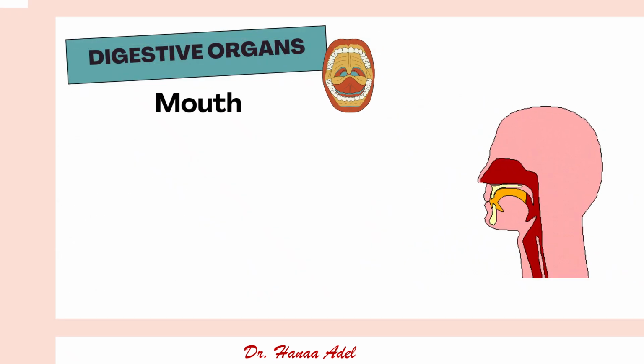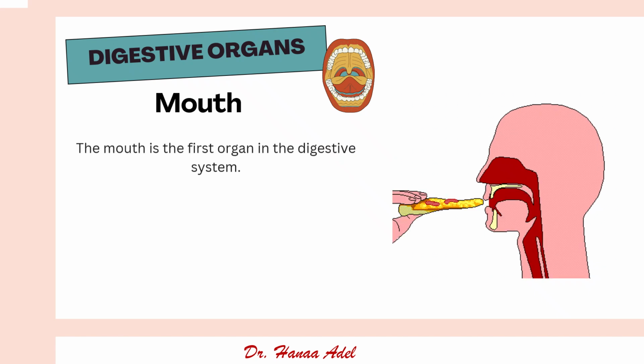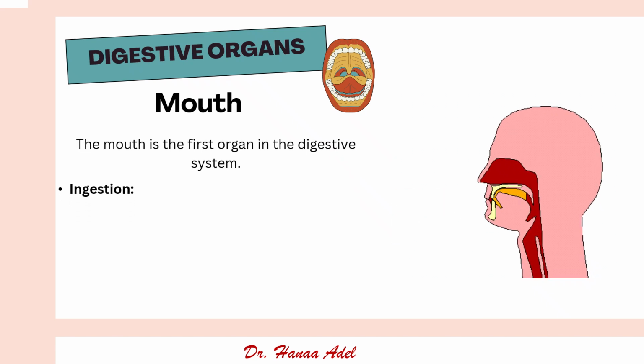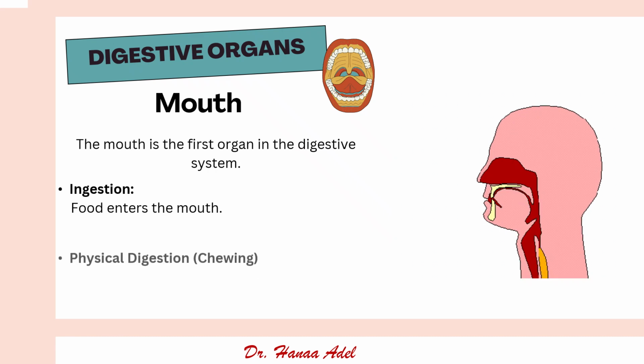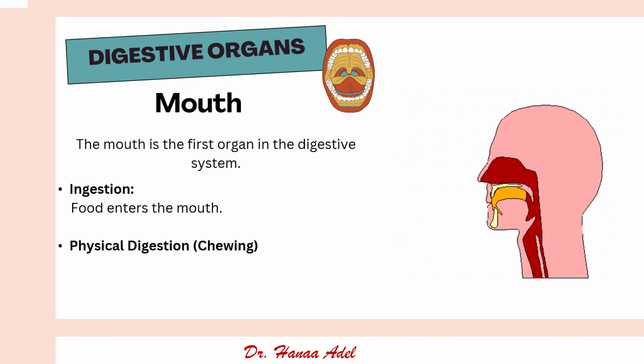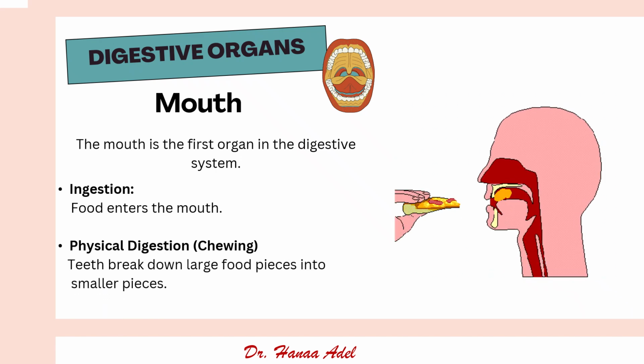Let's start with the first organ of the digestive system, which is the mouth. Inside the mouth, there is ingestion, as we said, so the food enters the mouth. And then we have a kind of digestion, which is physical digestion, as we said: chewing the food, done by your teeth, which breaks down large food pieces into smaller pieces.